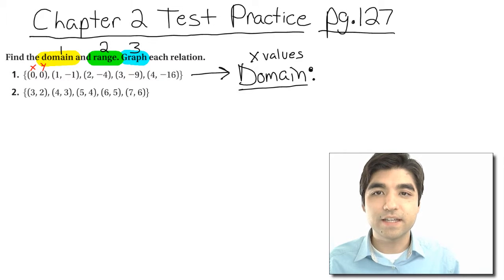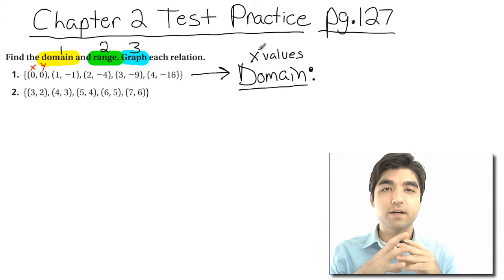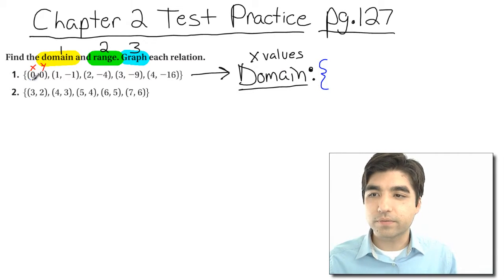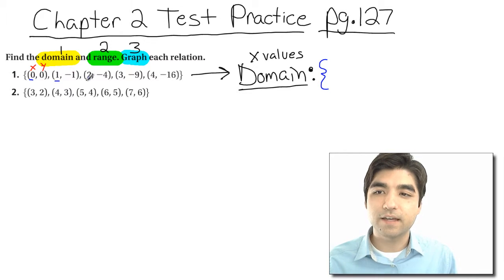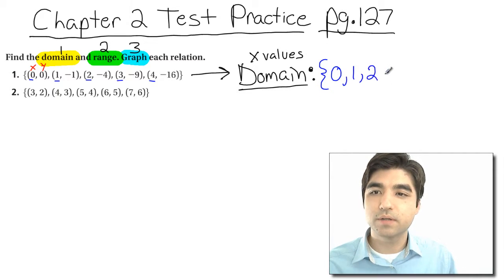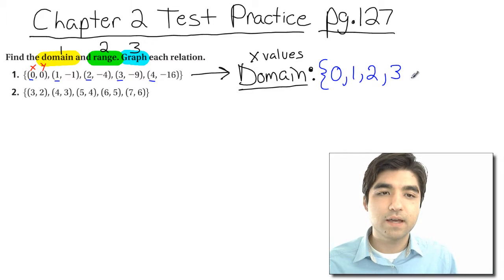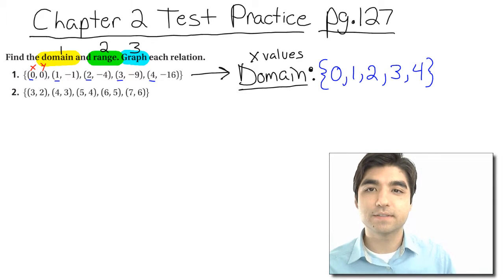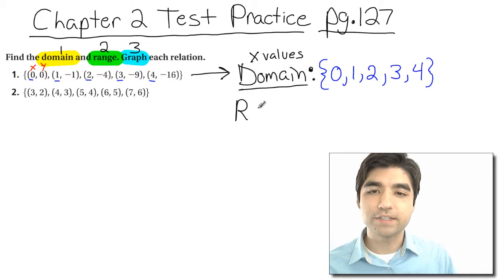So to indicate that you're writing a range or a domain, you put these curly braces. And then you just go through and you list every single one of the x values for the domain. So we got 0, 1, 2, 3, and 4. Okay, so that's 1 out of 3 steps. So then the next part is the range.